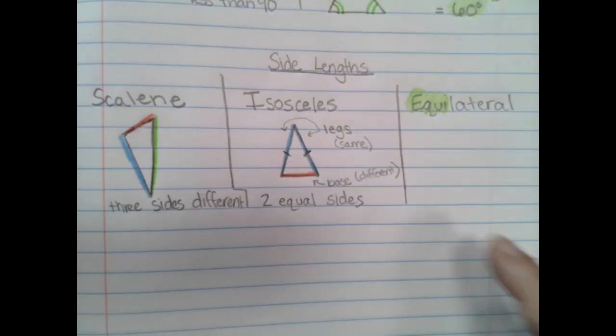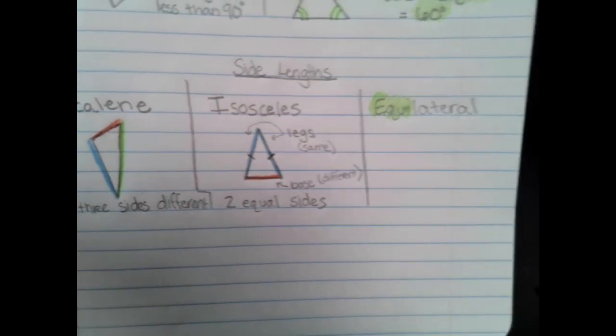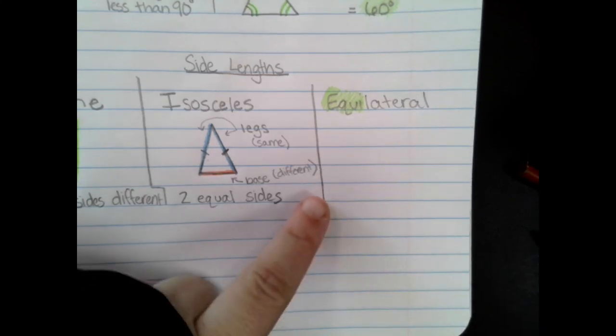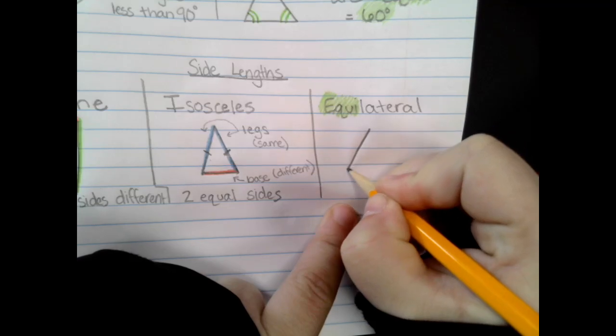Which means equal. And then it has lateral. Lateral, if you think about lateral movements, lateral is side to side. So lateral means side. Like if you do lateral lunges at the gym, you're doing lunges side to side. So lateral is to your sides. So equal sides.